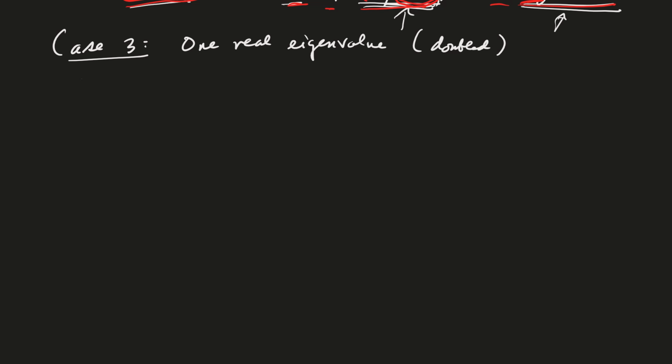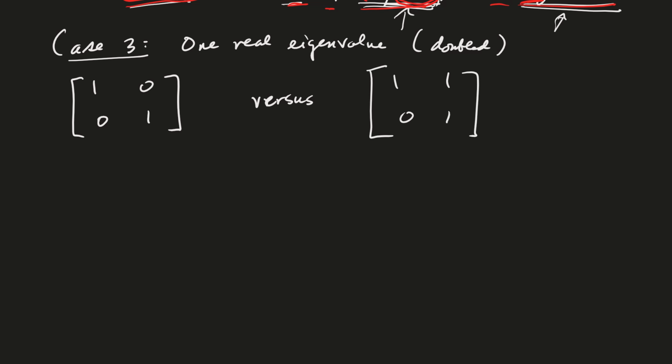Consider the difference between the matrix 1, 0, 0, 1 versus 1, 1, 0, 1. I'll say in both cases that lambda equals 1 and 1. But there's a really big difference between the two matrices.